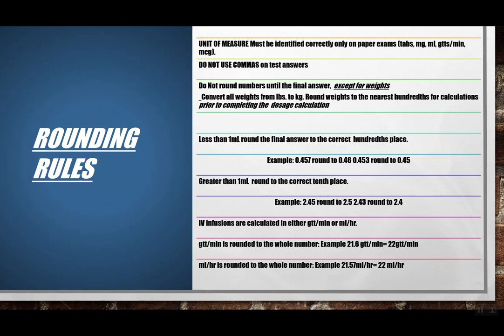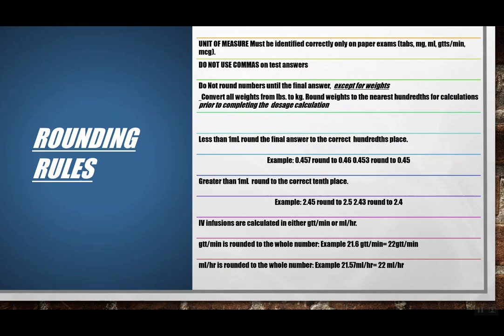Here are the current rounding rules that we use. As equations get further into difficulty, there are more rules, including things like heparin that has its own rule. But units of measure must be identified correctly. When you're doing a paper exam is the only time that you would actually write the unit of measure, like tablets, milligrams, milliliters, drips per minute, micrograms. Other than that, if you have an online exam, you are only to put the number. Otherwise, it won't be marked correctly. And do not use commas. If it's 1,000, the answer is 1000.